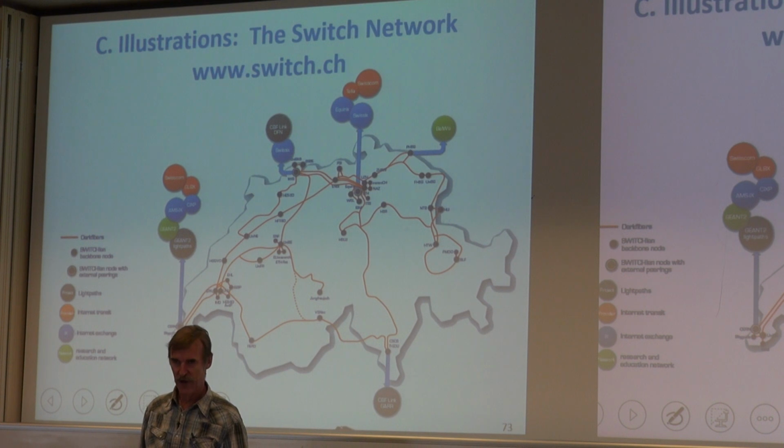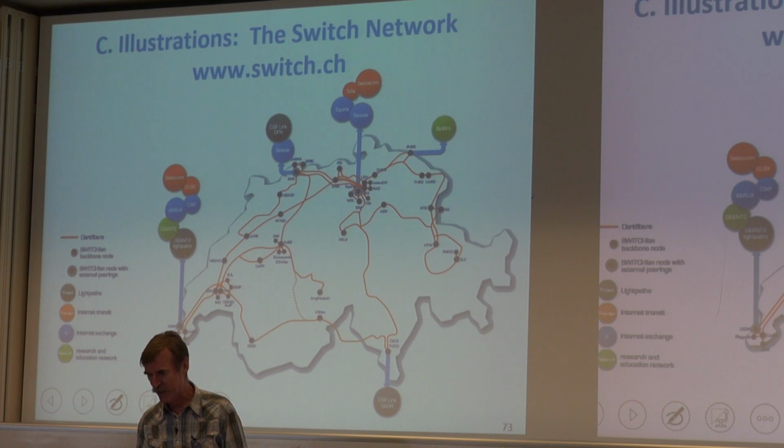But it has very high performance links because of, for example, CERN, that is connected with very high performance links to all other research networks. And as you see, it has connections in Geneva, in Basel, in Zurich, also in East Switzerland and in Ticino.